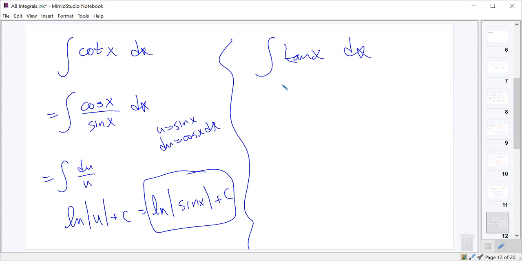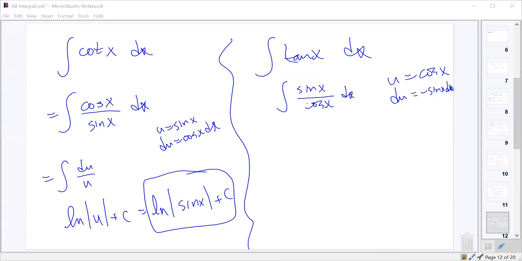And then over here, it's a little bit more complicated because this is sine x over cosine x. And if you let u equal cosine x, then du is negative sine x dx. So you have to put in a couple of negative signs.